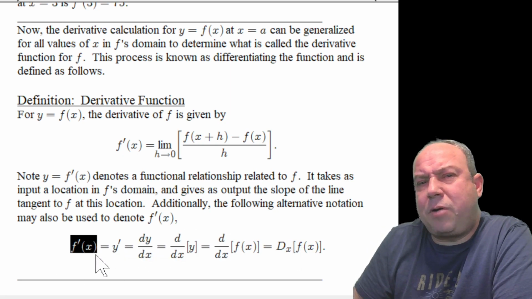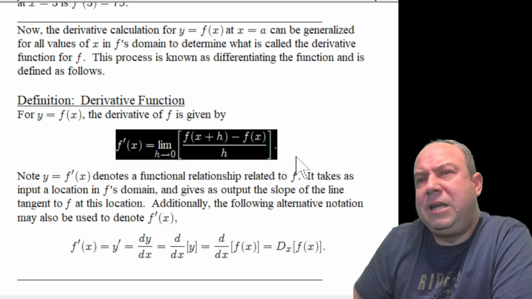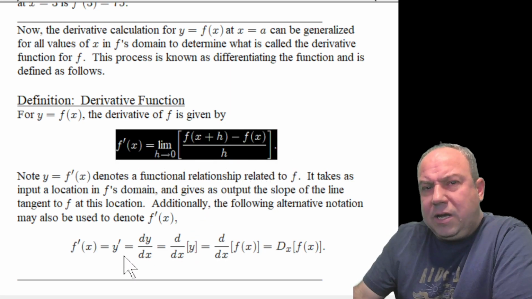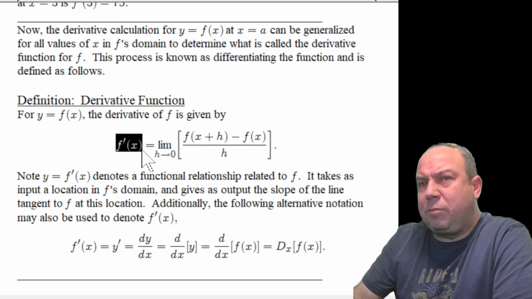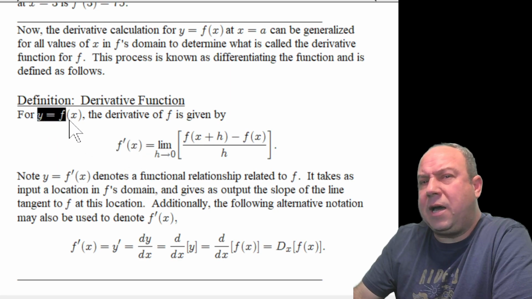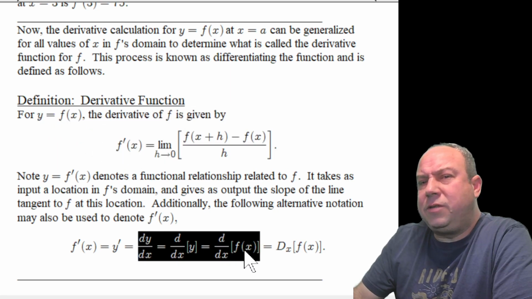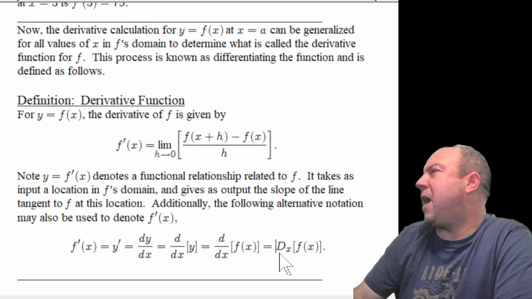We do see that f prime of x in the definition is denoted using several different notations. We can see it to begin with denoted using prime notation on both f and y, but we can also denote it using Leibniz notation or with this capital D notation.